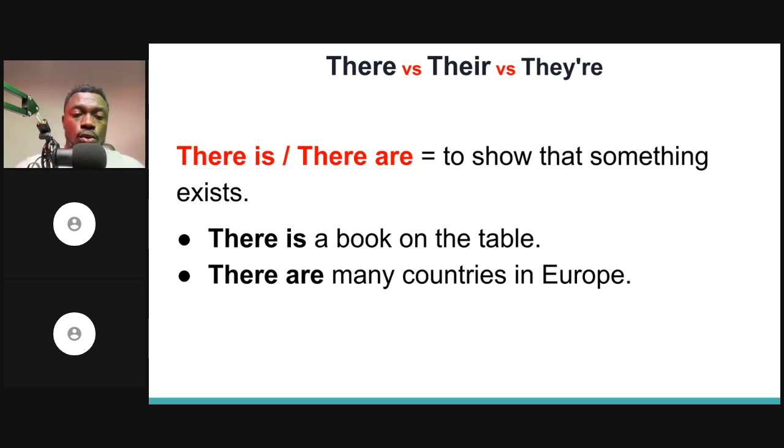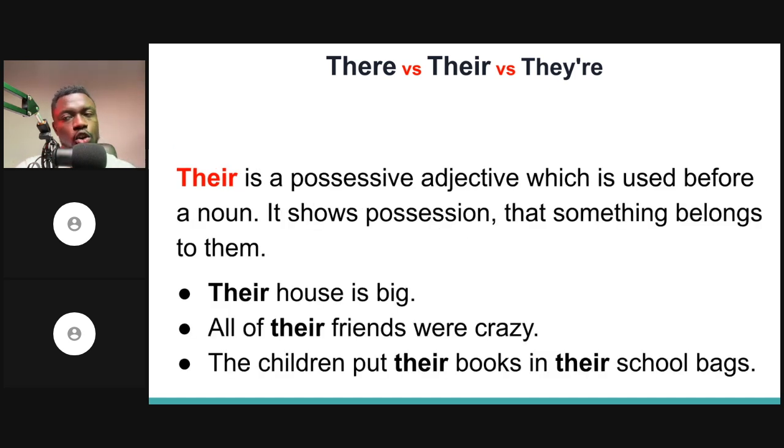So we finished where there, which is the opposite of here. Their, it is a possessive adjective, which is used before a noun. It shows possession. It shows that something belongs to them.